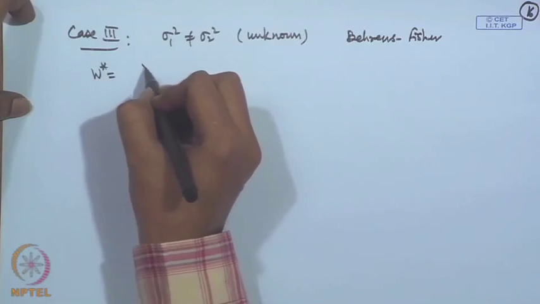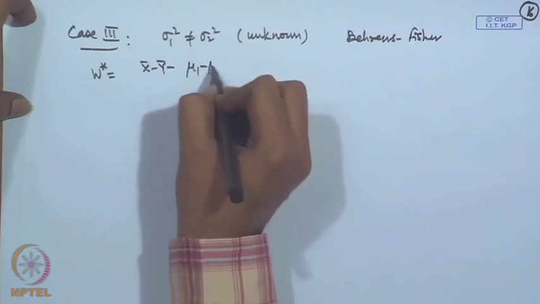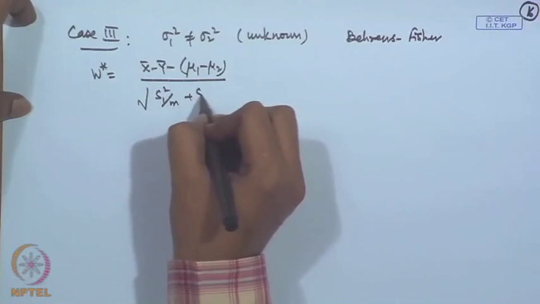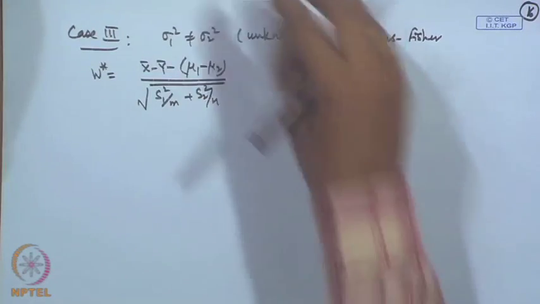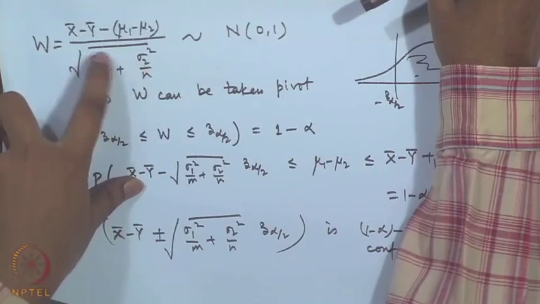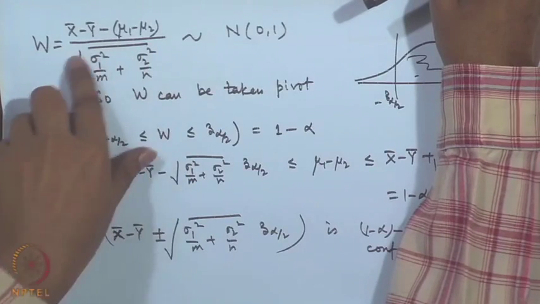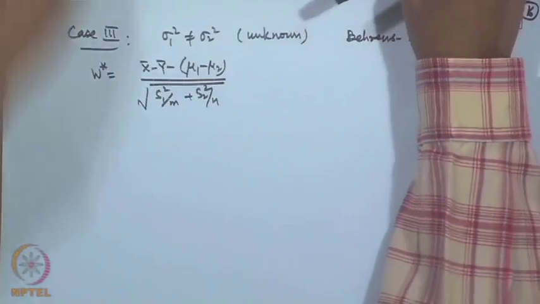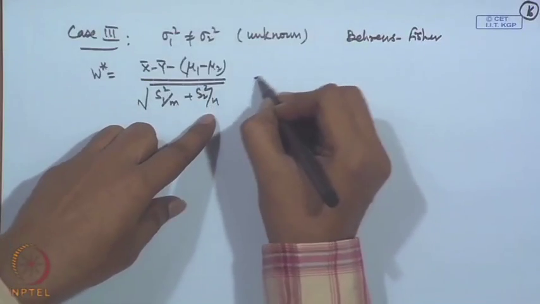So, this is the famous Behrens-Fisher situation and approximate procedures were proposed. One procedure is based on, let me call it W star, that is x bar minus y bar minus (mu 1 minus mu 2) divided by square root of S 1 square by m plus S 2 square by n. If you see why this statistic has been considered, consider the case of known sigma 1 square, sigma 2 square. In that case, this was the statistic that we had considered as the pivot quantity. So, in place of sigma 1 square and sigma 2 square, we have replaced them by S 1 square and S 2 square.